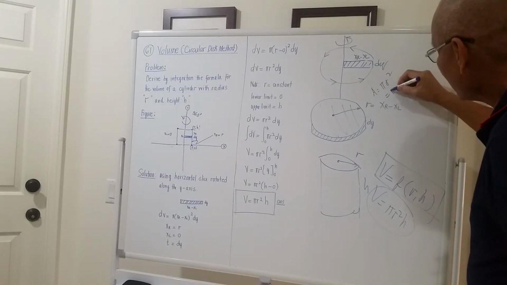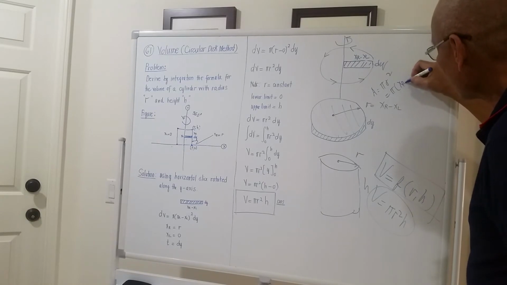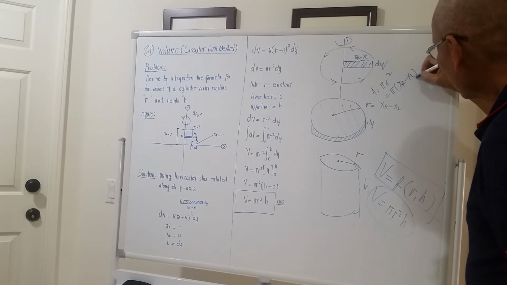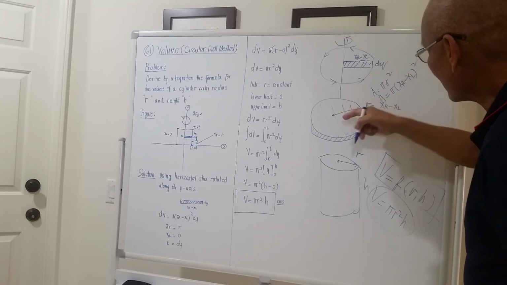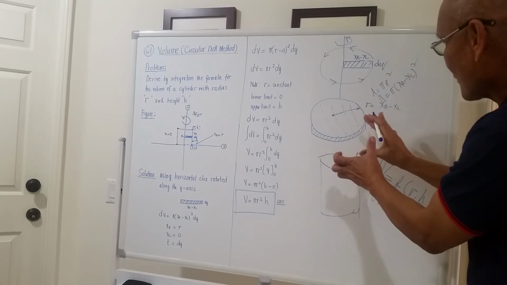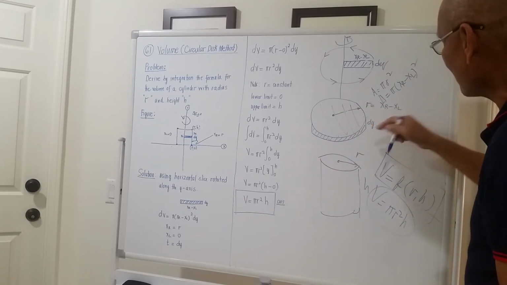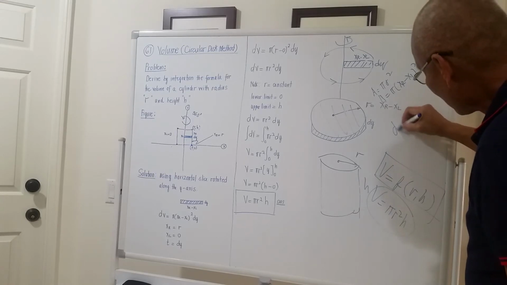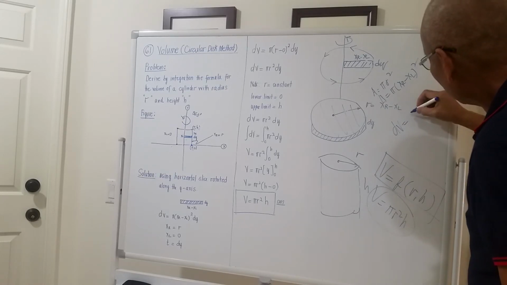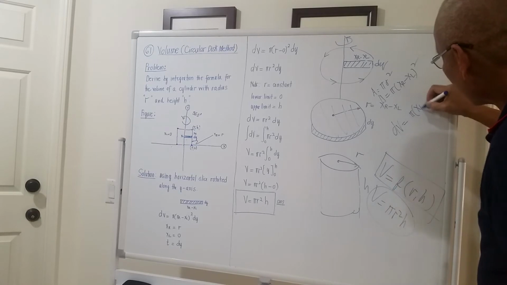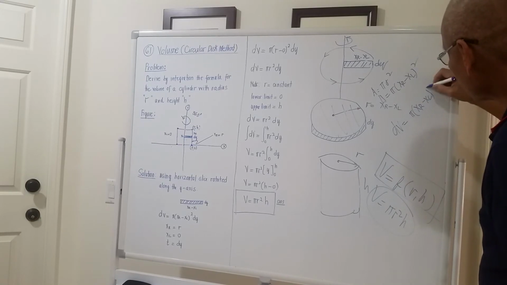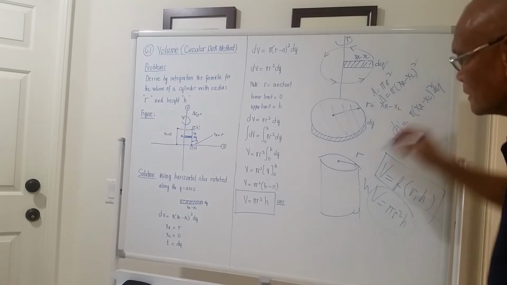This should be pi times the quantity XR minus XL quantity square. That's the area of this. So to compute the volume, you multiply that by the thickness. So the differential volume now will be equal to pi times the quantity XR minus XL quantity square times dy. It is this.